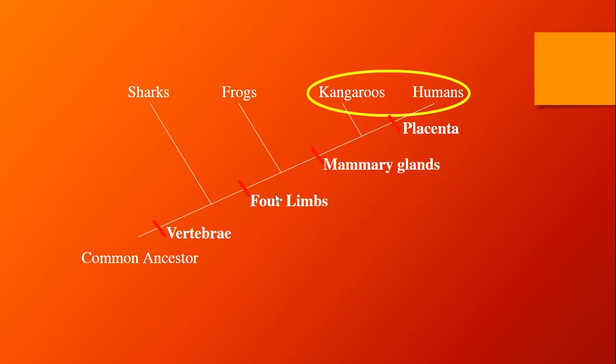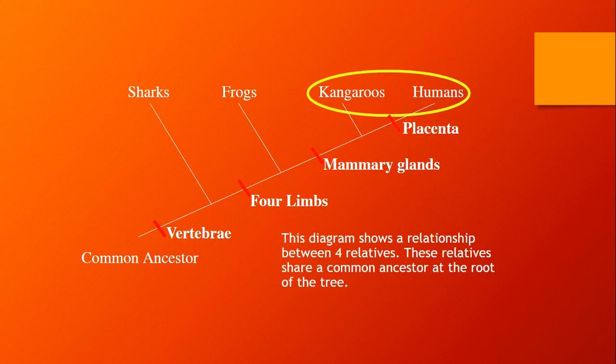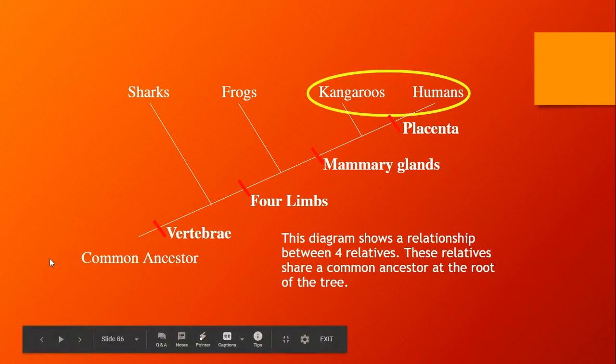So we look at traits one by one and where they show up in different species to determine how the species are similar. Once again, this diagram shows a relationship between 4 relatives: the sharks, the frogs, the kangaroos, and humans, and they share a common ancestor at the root, or the base of the tree.